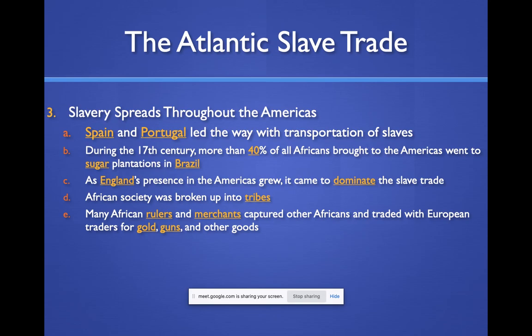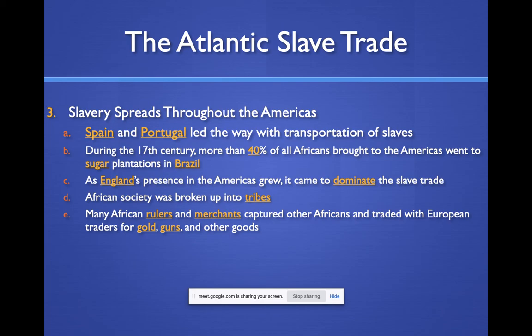So just like on Monday when we said that Spain and Portugal led the way for exploration, they definitely led the way with the transportation of slaves as well and made a lot of money doing it. Over 40% of the slaves were taken to Brazil to work on the sugar plantations. But as England becomes more and more a part of the slave trade, we're going to see more and more slaves wind up in North America.